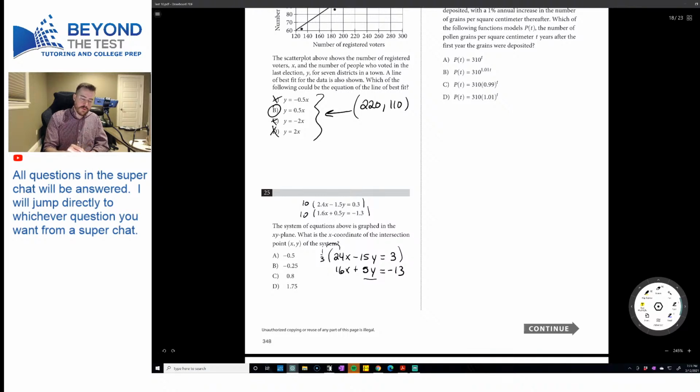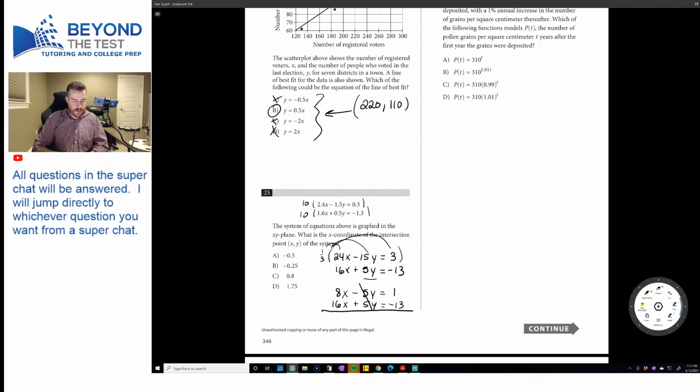So a third of 24 divided by 3 would be 8x, and then a third of 15 would be minus 5y, and a third of 3 would just be 1. So I get that, and then I get 16x plus 5y is equal to negative 13. So I'm using what's called the elimination method, and they call it the elimination method because when I combine my 2 equations together, the y values get eliminated here.